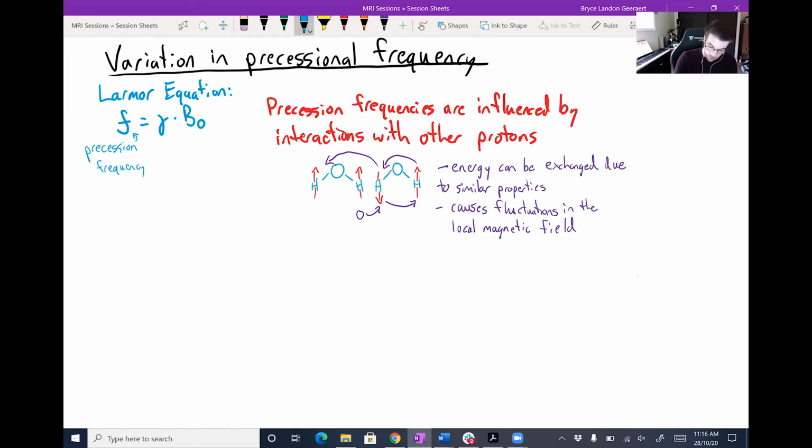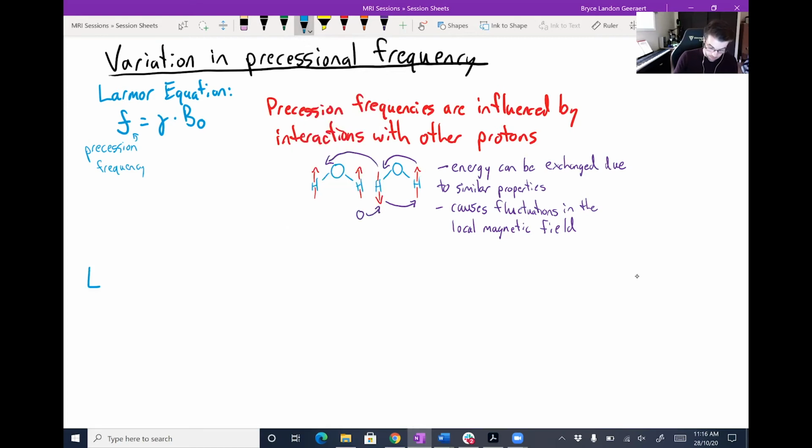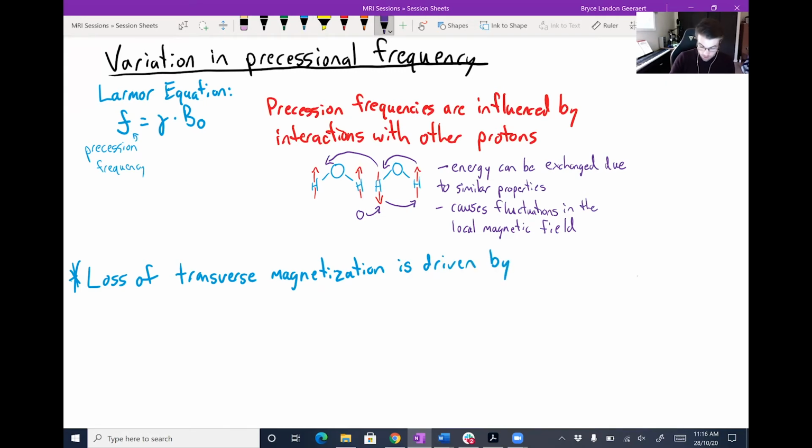Okay, I'm gonna write out a full sentence here. Make it bold because it matters. So, loss of transverse magnetization, the transverse component of the NMV, is driven by spin-spin dephasing. And spin here is referring to a hydrogen proton, right? So it's one proton interacting with another one.